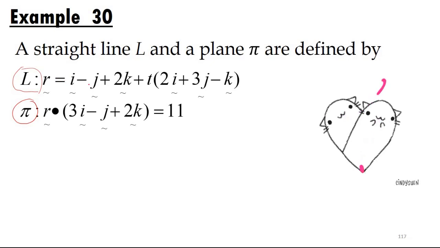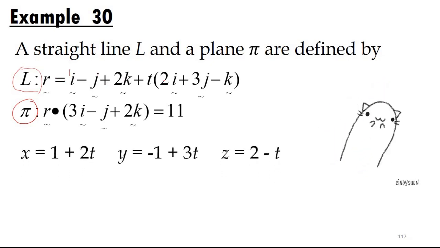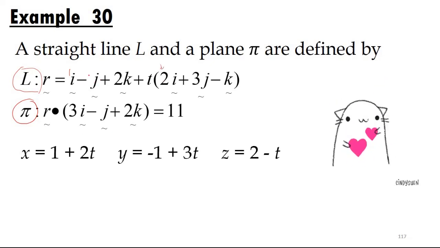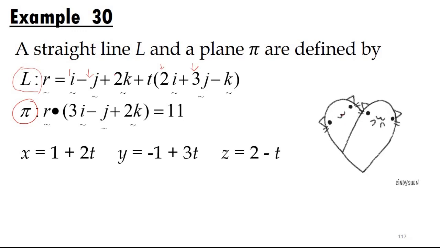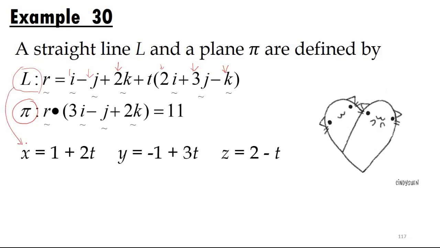So, tukarkanlah x, y, z. So, x dekat sini dia akan jadi sama dengan 1 plus 2t. Okay, untuk y kita akan dapat negative 1 plus 3t. And untuk z you will get 2 minus t. Okay, so ini untuk equation of line.